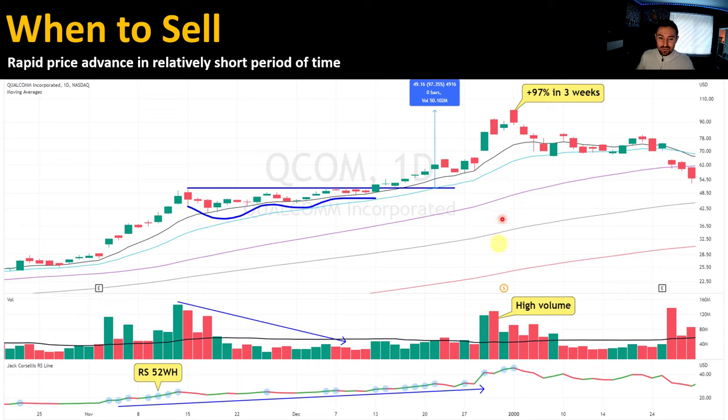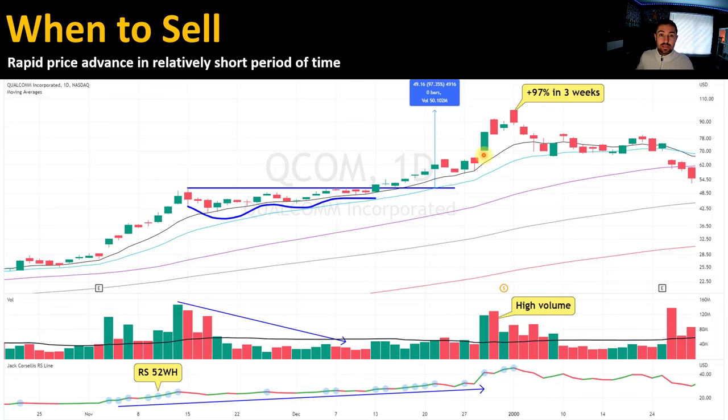But then you have to think, we've got huge volume, price has gone up nearly 100% in 3 weeks. Is this more likely institutions accumulating up here, or potentially distributing or offloading some of their shares? What do you think? Again, apply a little bit of common sense, think about the price cycle. What I would say, and this is just me personally, this is not a Minervini rule, it's just something in my own trading. If I see a stock that's had a rapid price advance in a relatively short period of time, I won't just randomly sell it because I think it's extended.